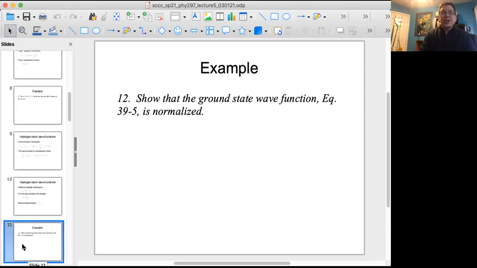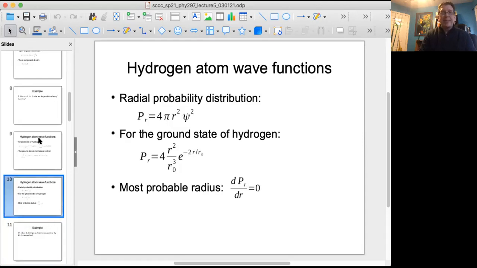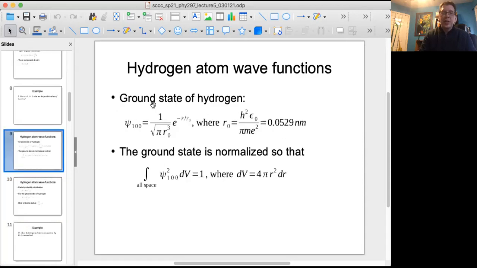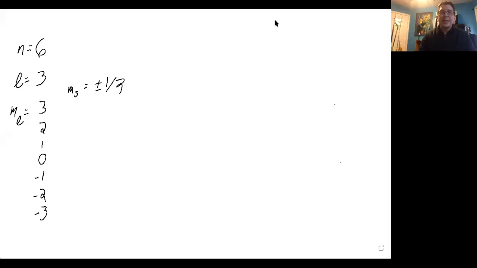And so we're asked to show that the ground state wave function is normalized. So getting back to what we have here, we want to show that this is normalized. So how do we do that? So I'm going to set up the whiteboard. Hopefully this has enough space.